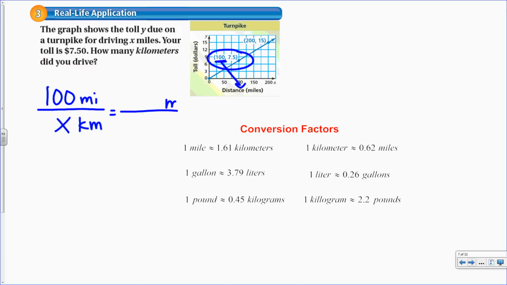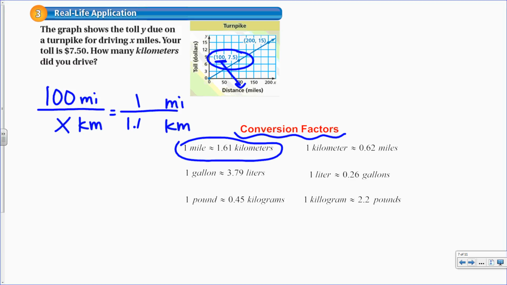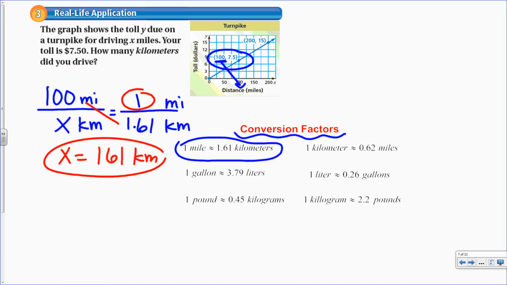So I need to write another proportion that has miles over kilometers. So I look over here at my conversion factors, and I look for one that has miles to kilometers. Looks like this first one does. So I would fill in 1 mile for 1.61 kilometers. And then I can just do my cross products to solve. 100 times 1.61 divided by 1. And that works out to 161 kilometers. So if you drive 100 miles, you've driven 161 kilometers.